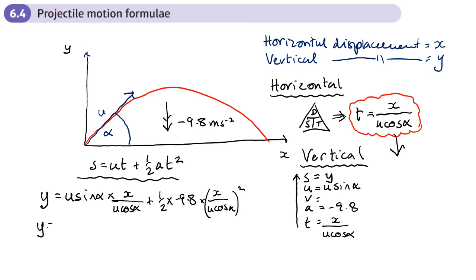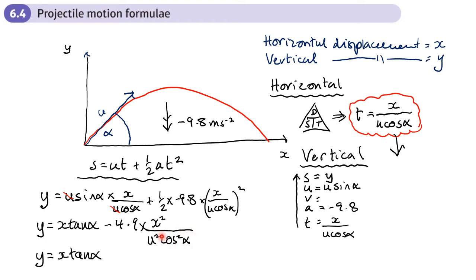So you get y equals, and what's going to happen here is that u and that u will cancel out. That will leave me sine over cos, so that'll be x tan alpha. So x tan alpha, that's what the whole of the beginning bit becomes. And then I'm going to have minus 4.9, and if I square that, I'm going to get the fraction x squared over u squared cos squared, so you square everything there.